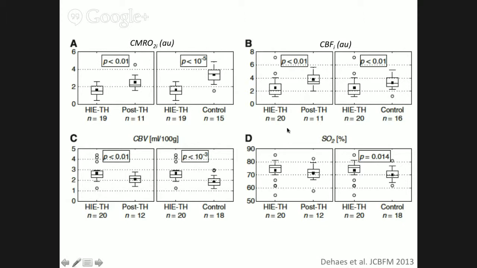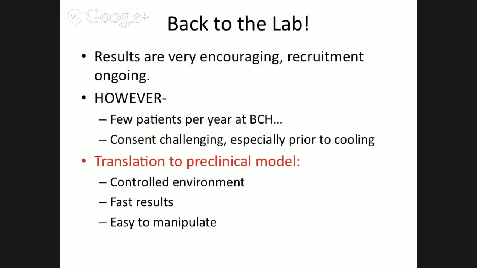We also saw depressions in CBF, and surprisingly we saw CBV was elevated. Potentially, if CBF is so severely depressed, CBV elevates to compensate. We don't know. And again, we saw very small elevations in SO2, just once again pointing out the need to monitor CMRO2. So these results are super encouraging, and the recruitment for the study is ongoing, but it takes a long time to get these patients.